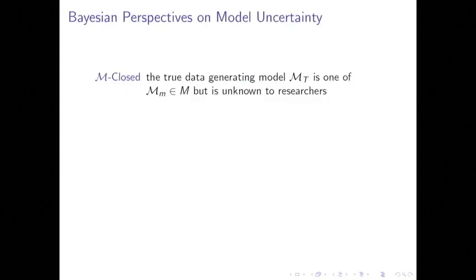Okay, so I'm going to focus here on some of the Bayesian perspectives on model uncertainty, and I'll touch on where they overlap with some of the frequentist ideas. But there are three main viewpoints if you're a Bayesian when you look at model uncertainty.